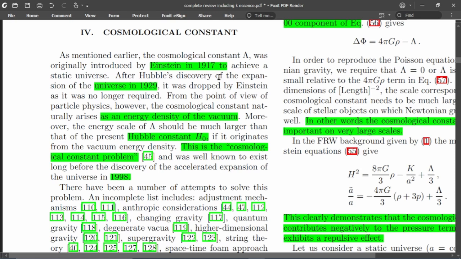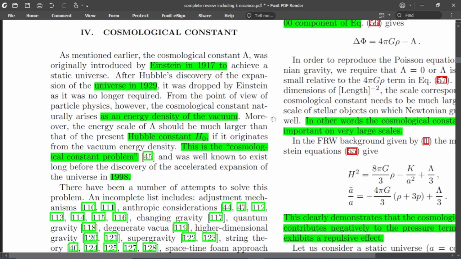Hubble did not describe that this expansion is accelerating, but later, in 1998, people discovered that whatever you are actually observing, this expansion is accelerating, and for that the Nobel Prize has been given. From the point of view of particle physics, however, the cosmological constant naturally arises as an energy density of the vacuum. If you are studying cosmology, then you have to invoke lambda. But if you study particle physics, meaning astroparticle physics, there it is called vacuum energy, and this vacuum energy is a constant vacuum energy, and it arises automatically.